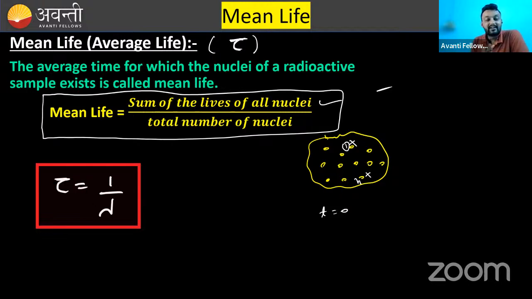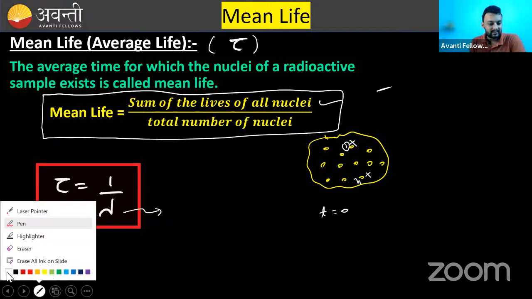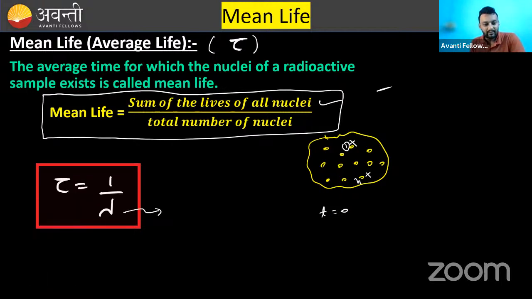Now it's not torque, it's tau. Mean life is equal to 1 by lambda, where lambda is what? What is the name of lambda?